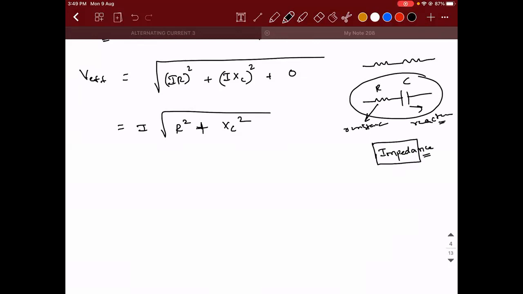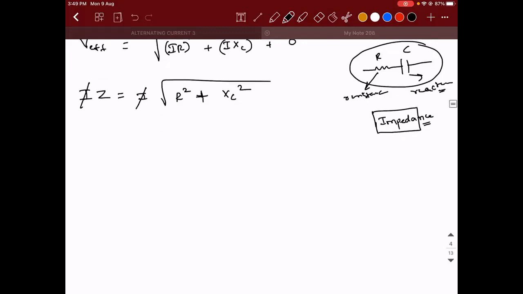Means what I can say is this particular electrical circuit behaves in such a way that it has an equivalent resistance or impedance value of something. So I will call it I into Z. Where this I and I will get cancelled, and the Z is what is called impedance, and Z will be equal to square root of R square plus XC square.